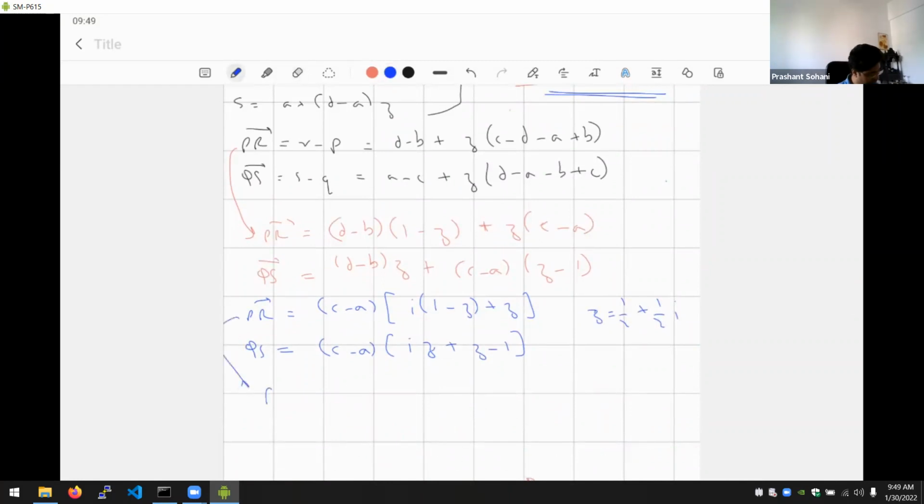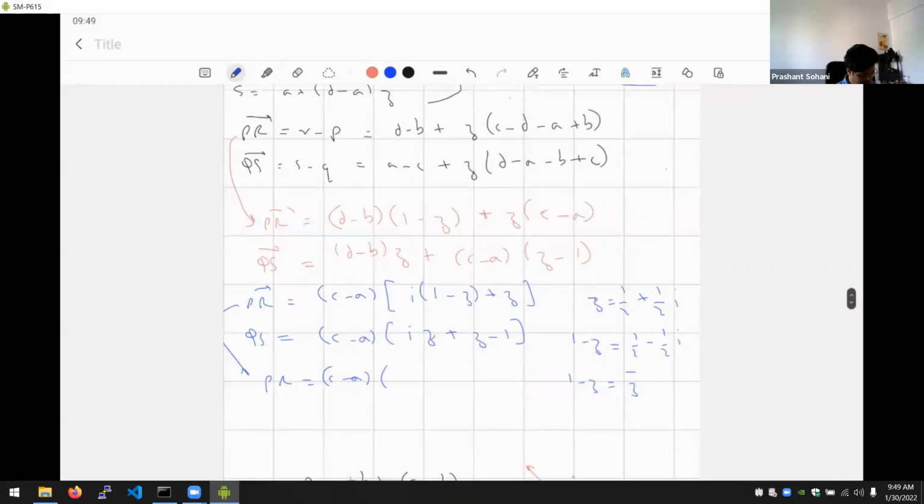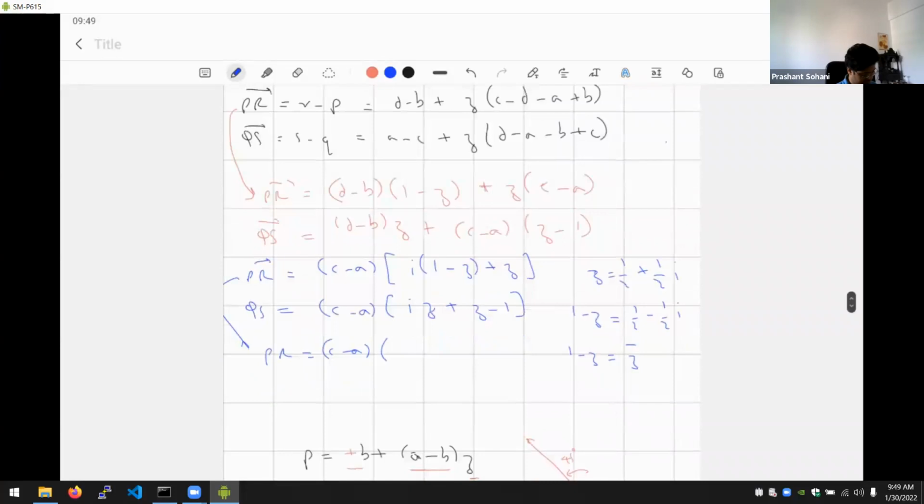So PR turns out to be c minus a times... Whether here you will observe z is equal to this, then 1 minus z is actually the conjugate of z. So 1 minus z turns out to be the conjugate of z. But anyway, that doesn't matter here. Okay, so the first bracket 1 minus z, which is half minus half i. If I multiply with i, I get half i minus minus is 1.